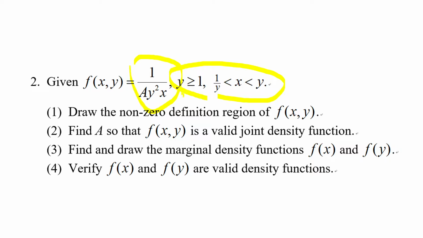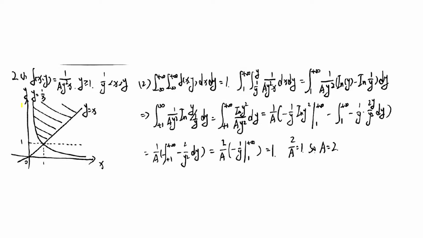We can just apply these two conditions here to draw the non-zero definition region of f(x,y). And this is a diagram. This line is y equal to 1 divided by x, and this line is y equal to x. With the condition of y greater or equal to 1 and x located in the range between 1 divided by y to y, we can find that the shaded area is the non-zero definition region of f(x,y) here.